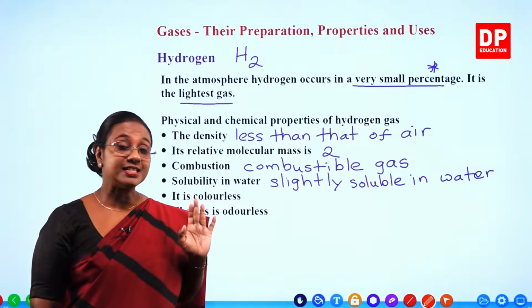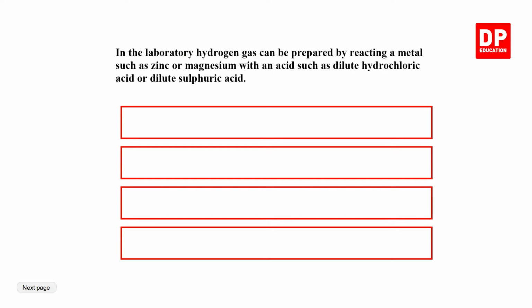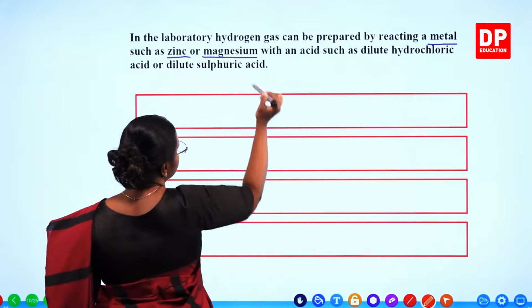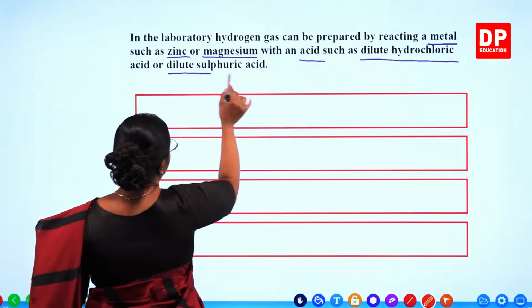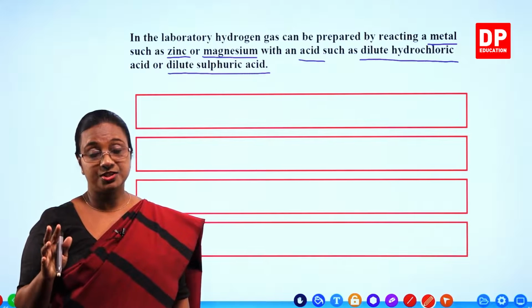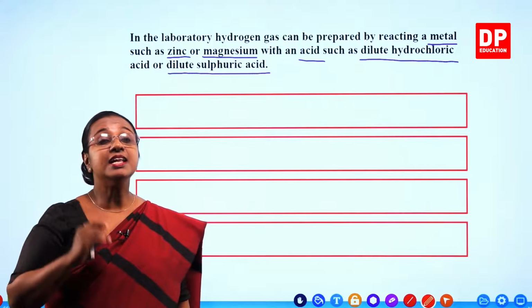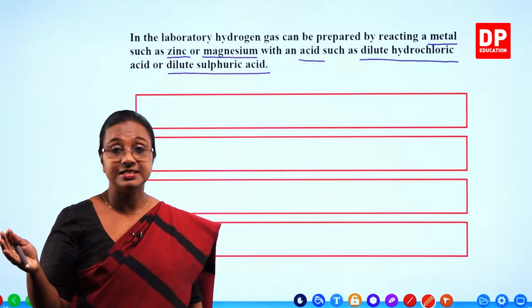Now I will move on to the next slide where we discuss the preparation of hydrogen gas. So here, in the laboratory, hydrogen gas can be prepared by reacting a metal such as zinc or magnesium with an acid such as dilute hydrochloric acid or dilute sulfuric acid. So you are familiar with these types of reactions, students. Metals react with dilute acids, forming the salt and liberating hydrogen gas. So the products are the salt of the metal and hydrogen gas.